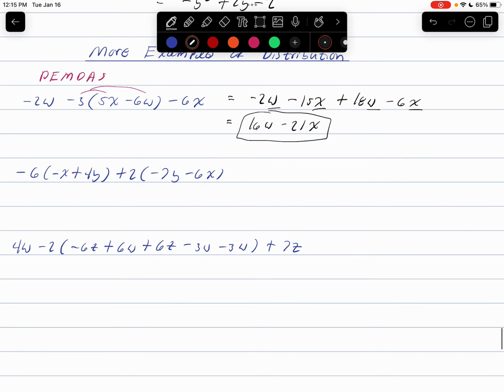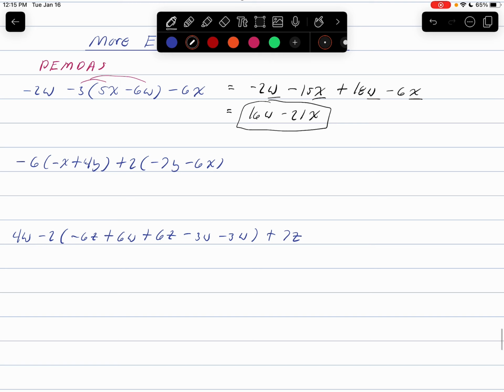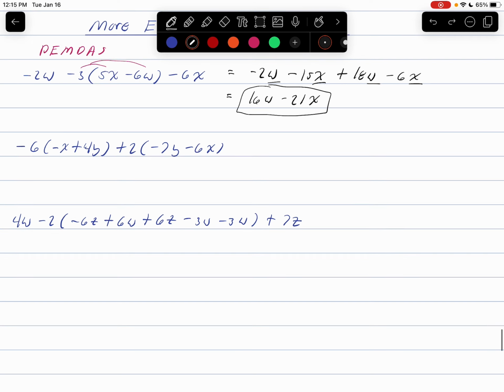Now let's look at this next one here. We have negative 6 times the expression negative x plus 4y, plus 2 times the expression negative 7y minus 6x. Okay, so first we check our order of operations, parentheses. Can we simplify anything in the parentheses? It doesn't look that way because we don't have any of the variable terms in common. So we don't have any exponents either. So the next thing we're going to do is a multiplication.